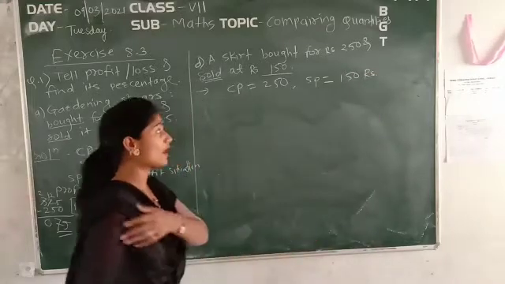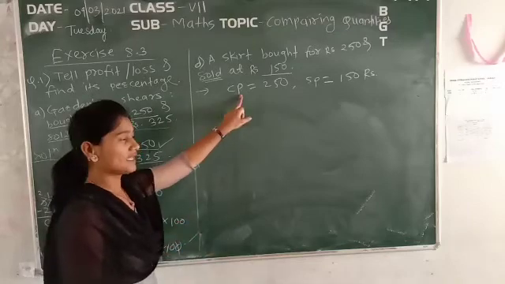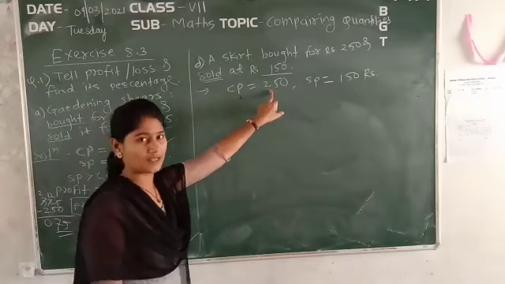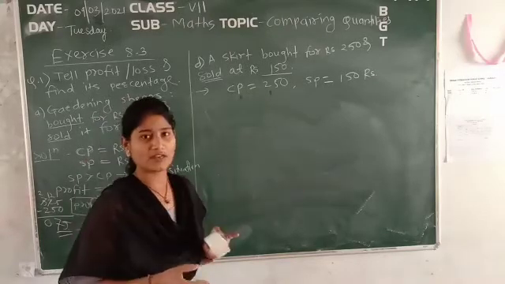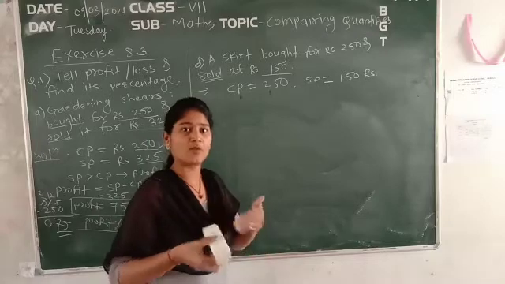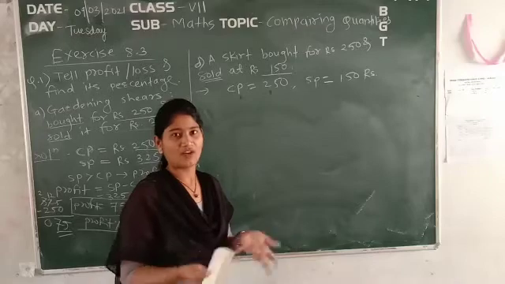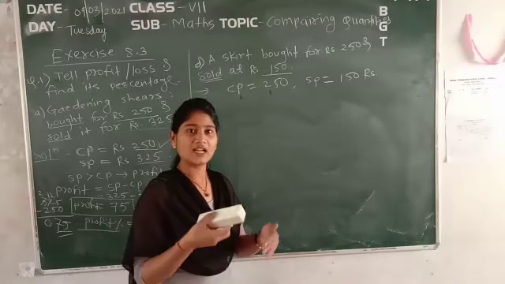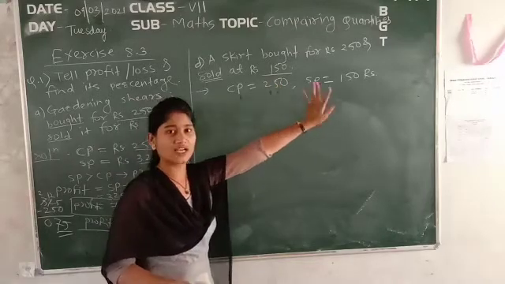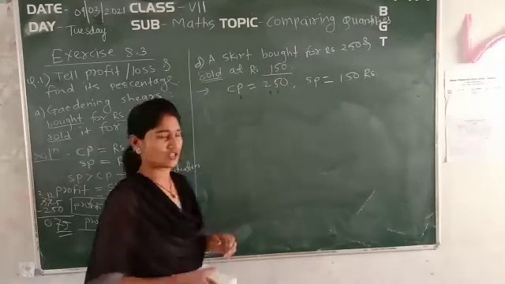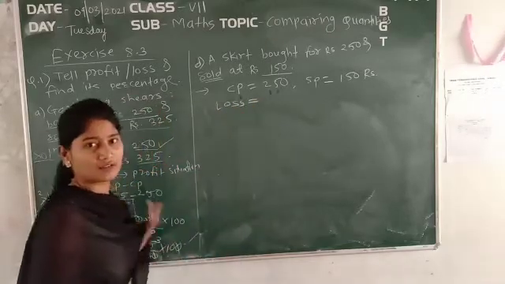Okay, clear? Now tell me whether we are in the loss situation or profit situation. See here, cost price is 250, but I am selling it for 150 only. It means I have taken it for more money, but I am selling it for less money. So am I in profit or in a loss? Yes, I am in a loss situation because I have taken it for more money and I am selling it for less money. So here loss is done, but we have to find out how much loss we have.